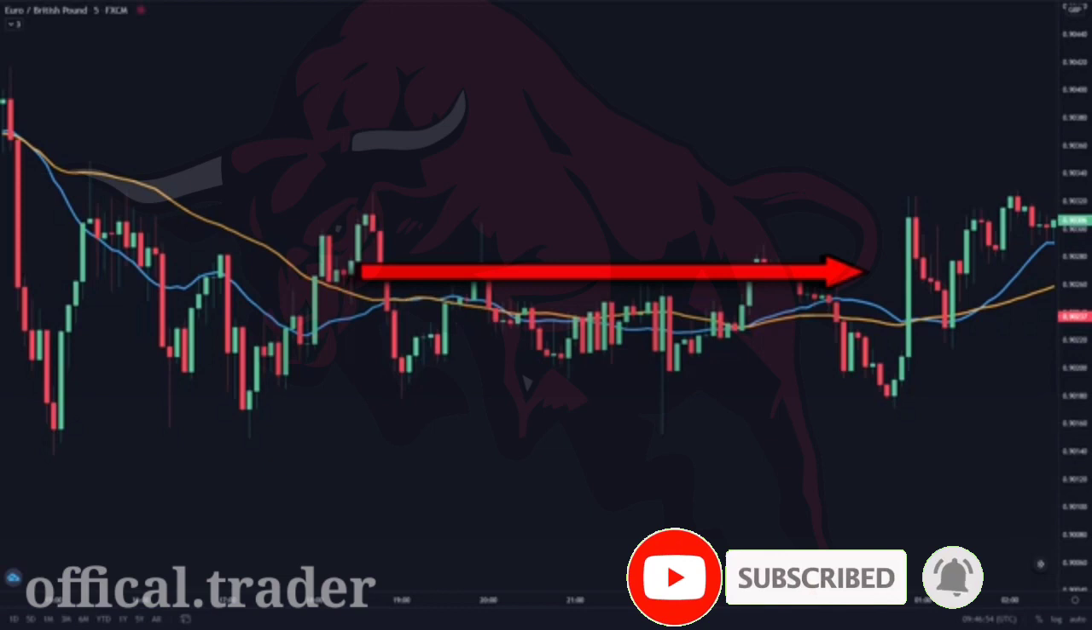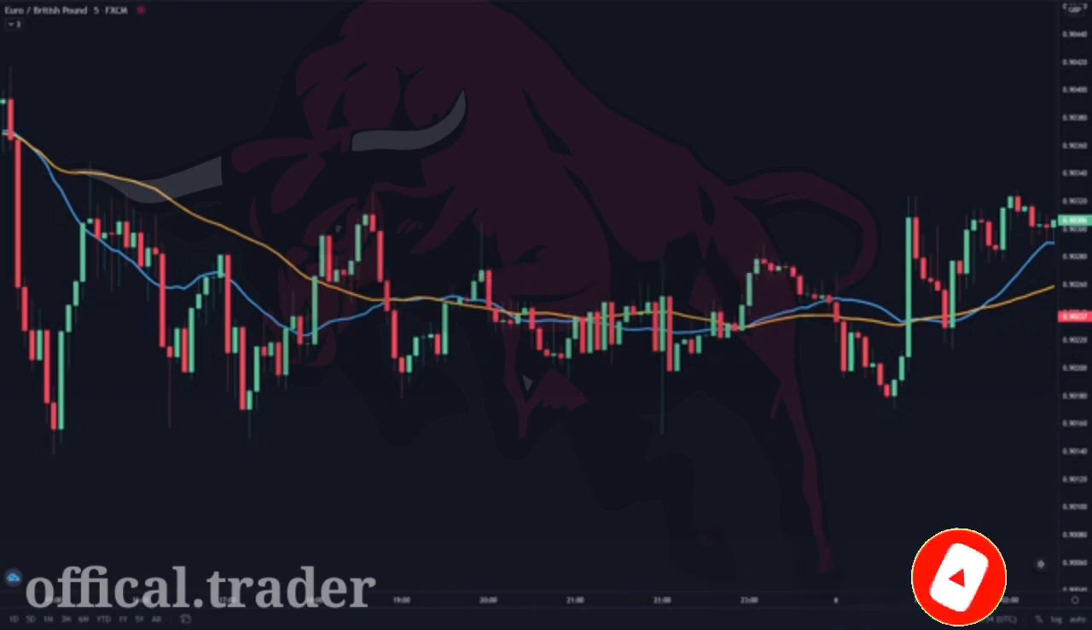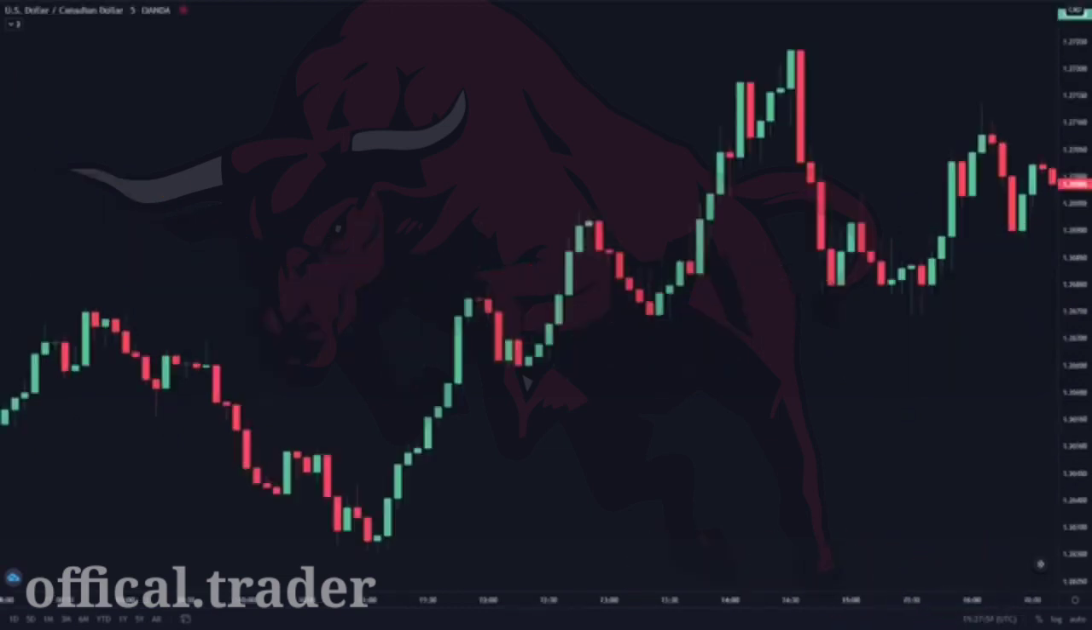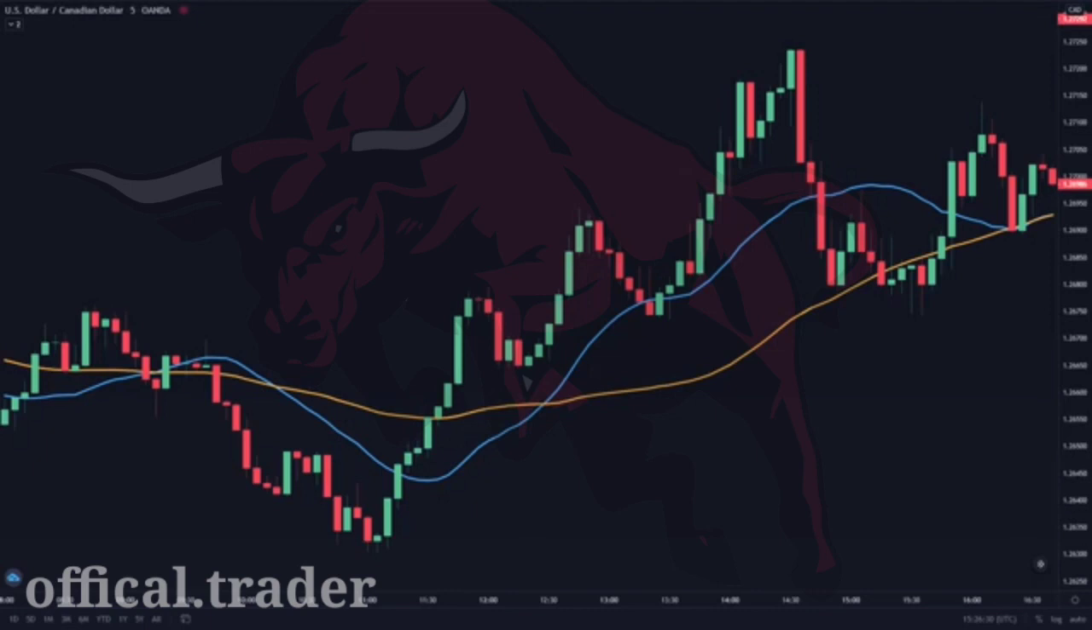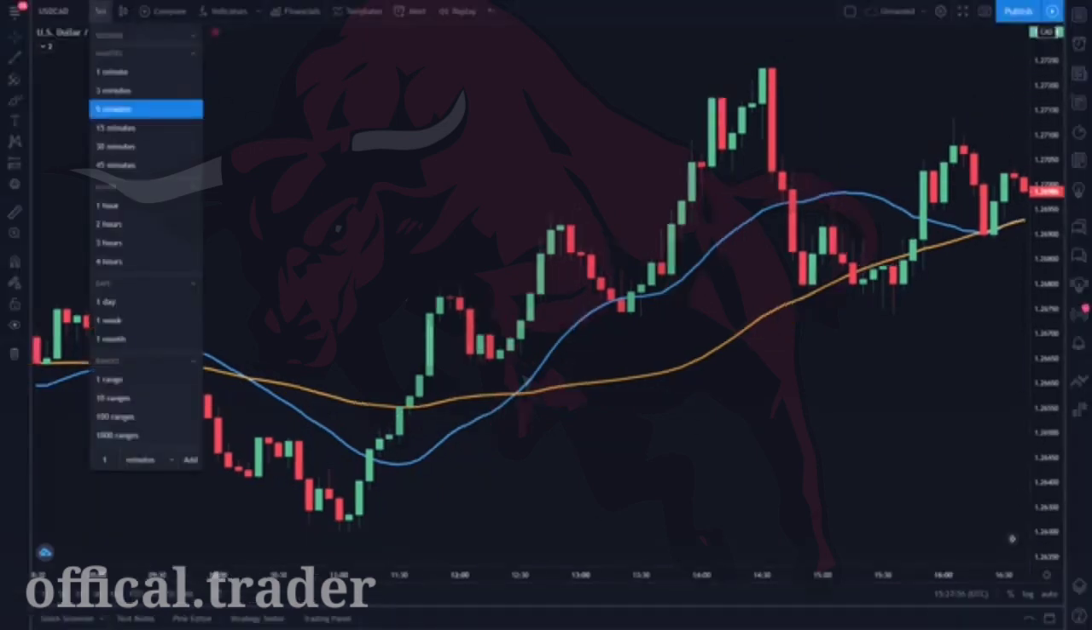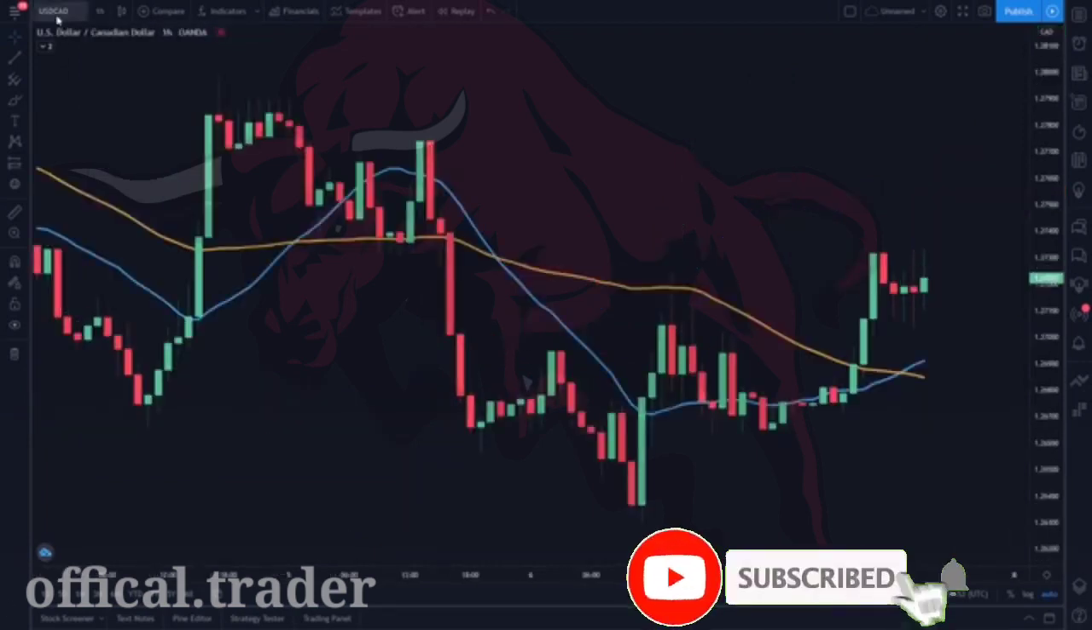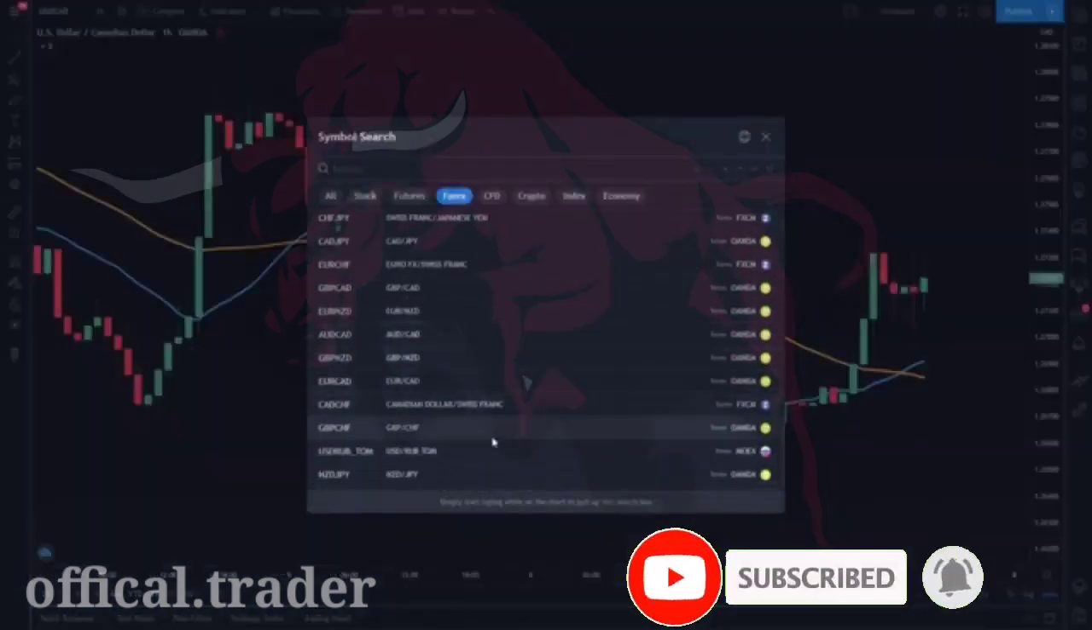So instead, this is how I would trade the moving average crossover. I'm only going to be using two moving averages, the 20 and the 50 period. The first step is that I would choose a high time frame. I recommend using the daily time frame for this strategy, but if you think that's too high, then you can just use the 1 hour chart instead. Next, I would pick a pair.